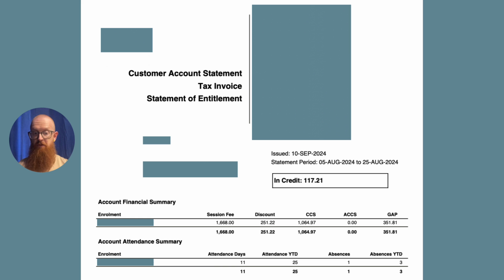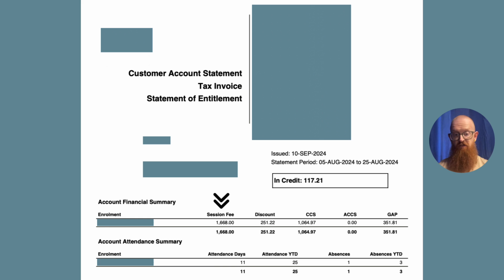At the top of your statement, first we have session fee. This is the total cost of fees without any subsidies being applied. Next is discount. This is the total amount of discounts that have been applied, including the free kindy scheme. CCS. This is the total amount of childcare subsidy that has been applied to your fees. ACCS. This is the total amount of additional childcare subsidy that has been applied to your fees. And finally, GAP. This is the out-of-pocket amount that you have paid.